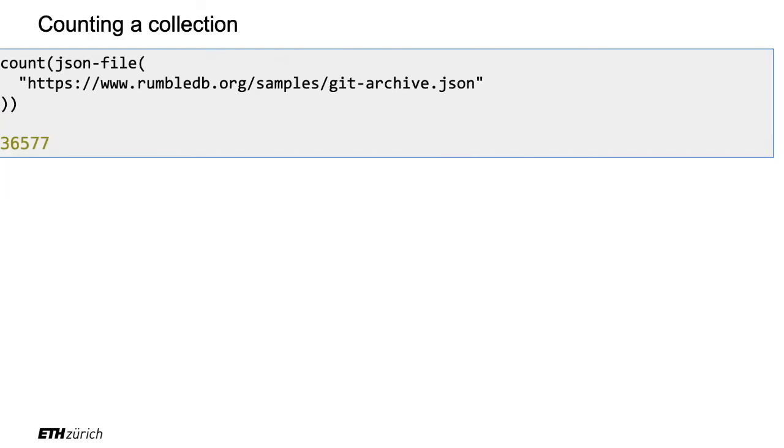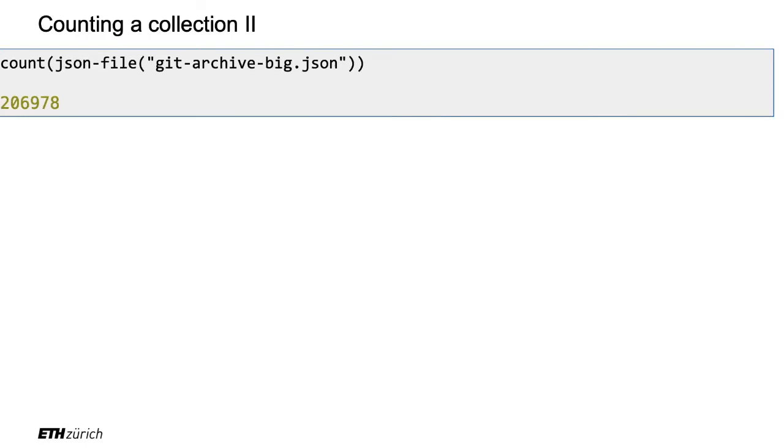Okay, now, of course, you can go for bigger data sets. So what is recommended when you do that sort of thing is to start small. So GitHub Archive has a quite small subset with 30K plus objects. Then there is a bigger one that has 200,000. I think this is an entire hour of data on GitHub. So here you have 206,978.